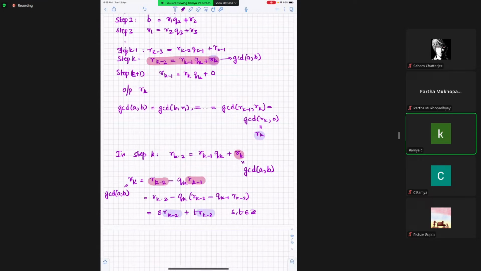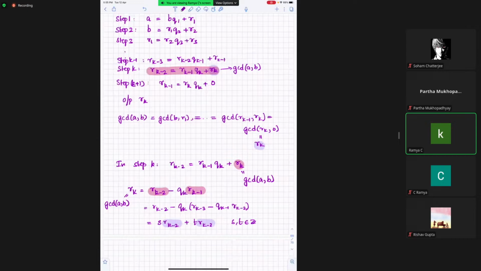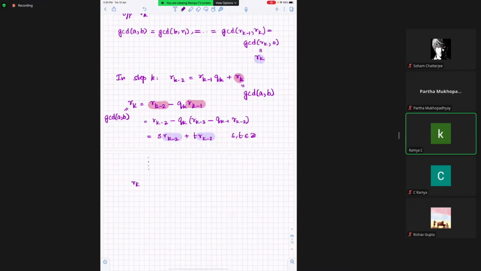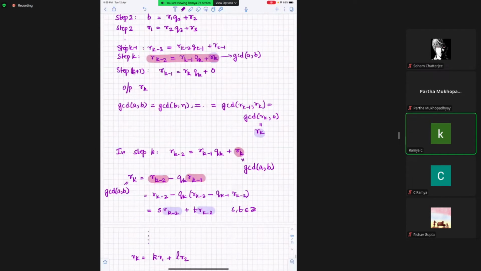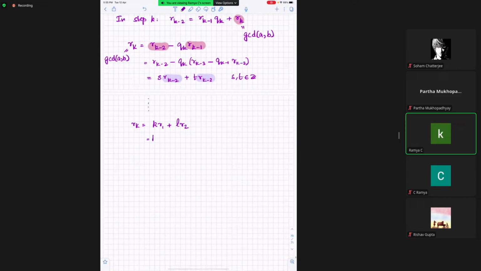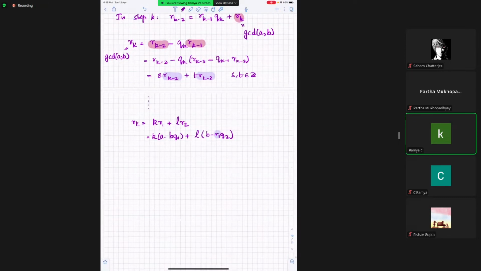So I can keep continuing this. If I look at step K minus 2, that will help me write Rk minus 2 here as a linear combination of Rk minus 3 and Rk minus 4. So I can substitute that. If I continue this way, what do I get? Some K times R1 plus L times R2, the last two remainders. Now I know that R1 and R2 can be written as a linear combination of A and B. Again, R1 here I know is a linear combination of A and B, so I can do that. So after some steps, I will get there.